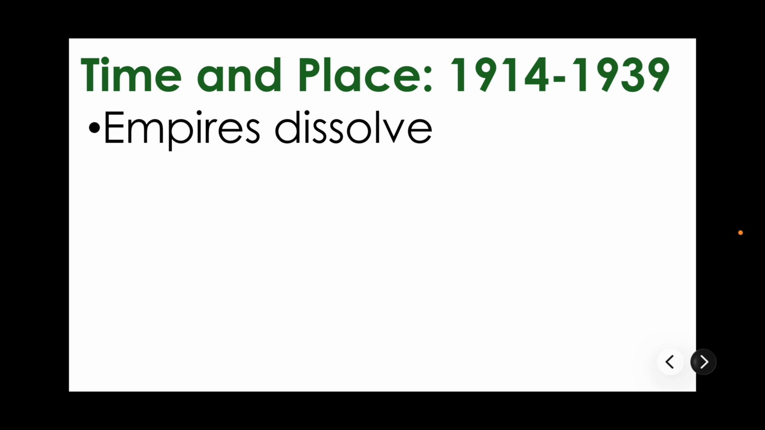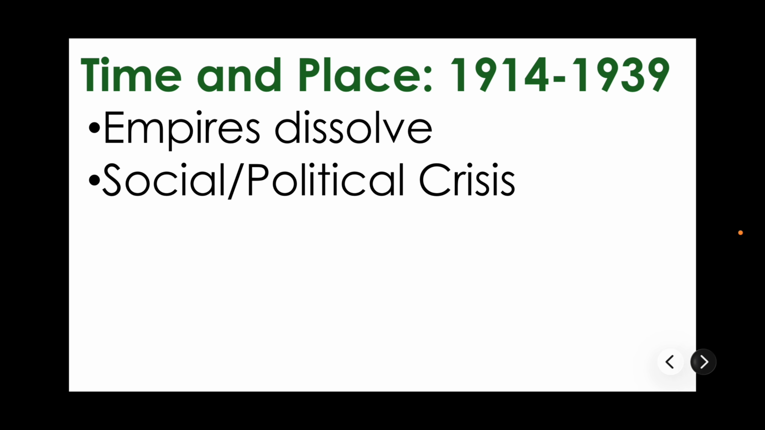For time and place, we need to look at the dissolving of empires. The empires that we are going to see eventually dissolve are the Ottoman Empire and the Austro-Hungarian Empire. They're going to cease to exist. Those are going to experience some social and political crises that do lead to their downfall.